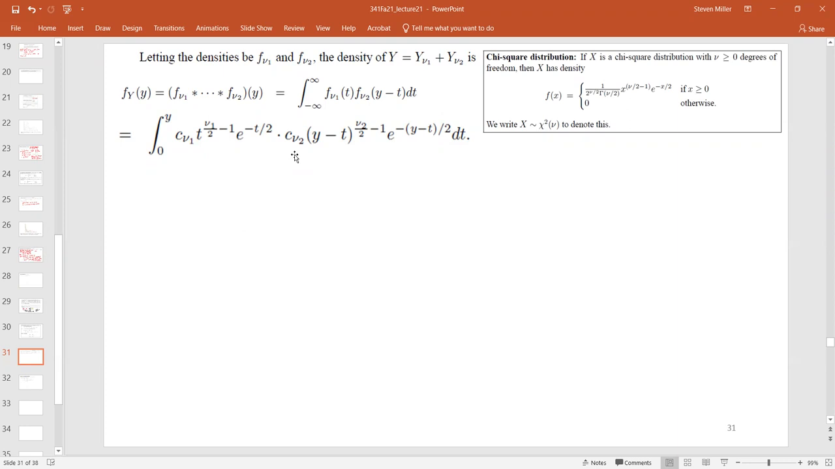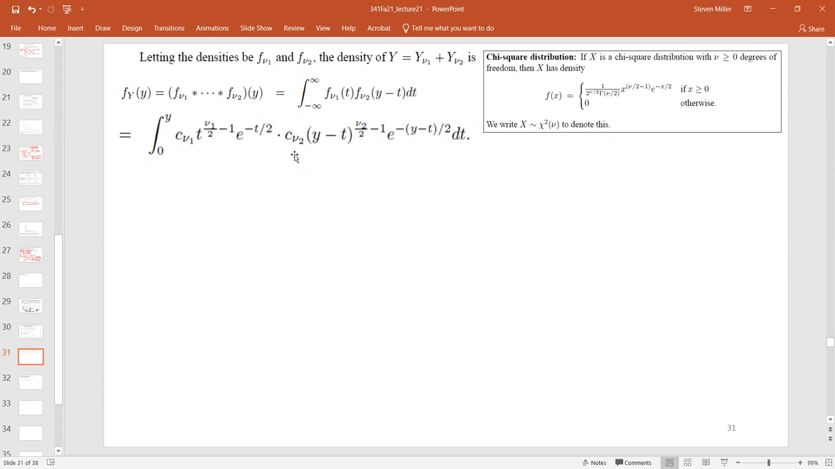All right, who's looking forward to doing this integral? All right, who would like to find a way to do this integral without integrating? Yes, okay. So the first thing to notice is we have an e to the negative t halves, we have an e to the negative y, and we have an e to the positive t halves.